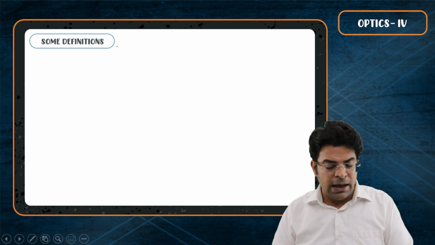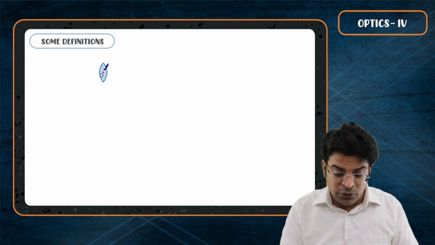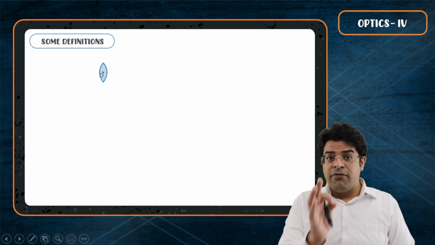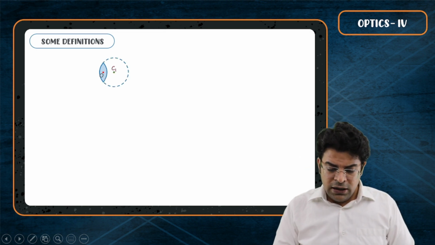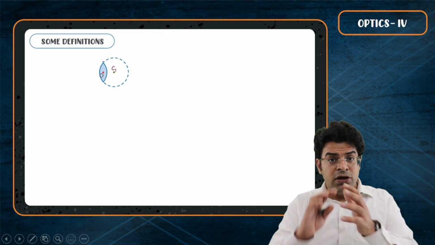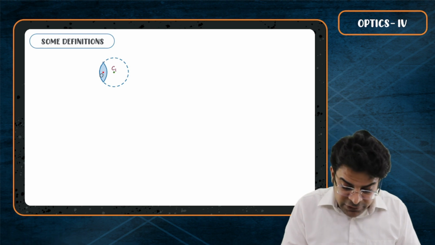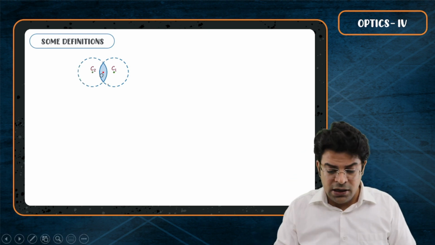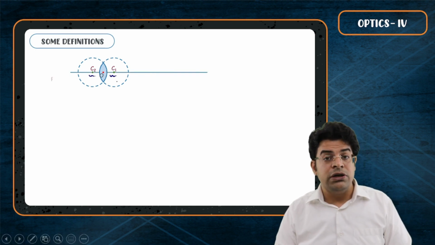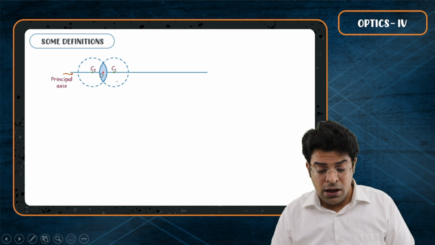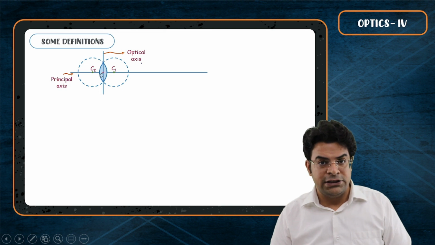Some definitions about lenses. If you have this biconvex lens, the center, this point O, is called the optical center. Whenever we use the lens formula, all distances are measured from the optical center. Now let's say this left surface is made of a spherical part whose center is at C1, and the right surface is also made of a spherical part whose center is at C2. The line joining C1 and C2 is the principal axis. The line perpendicular to the principal axis is called the optical axis.